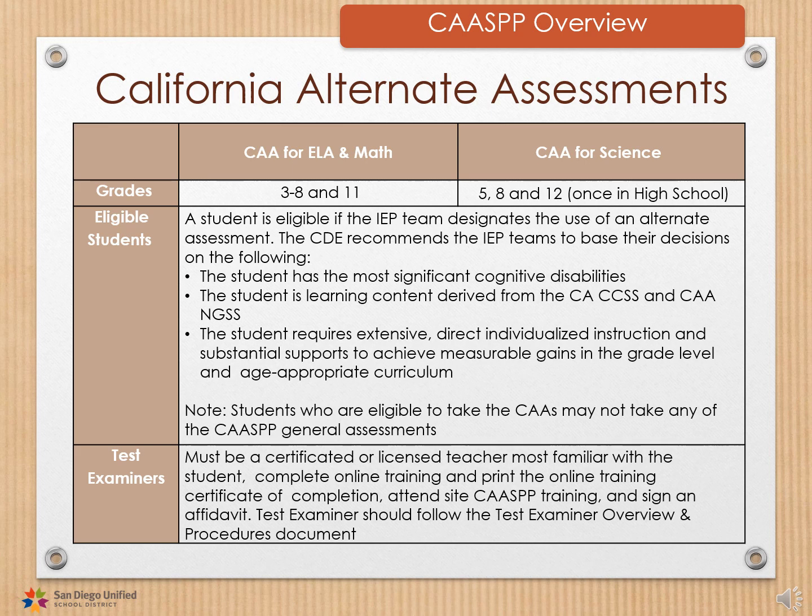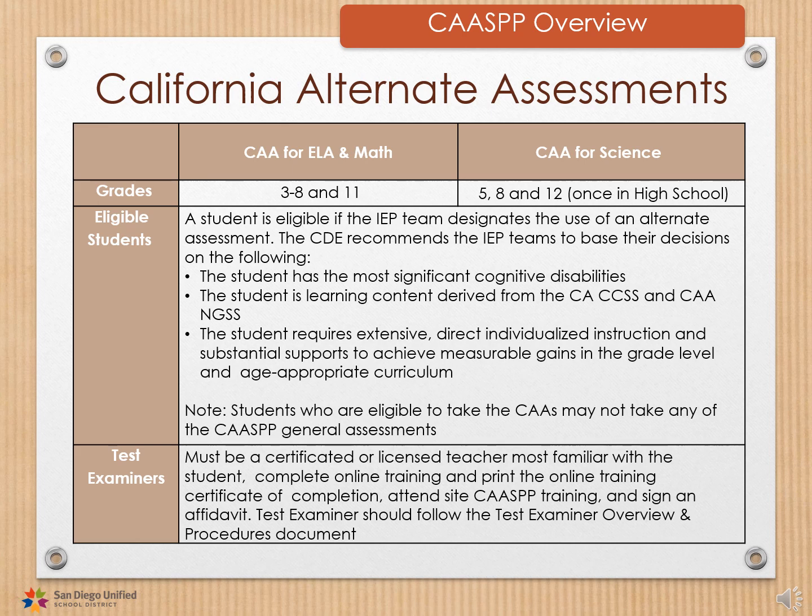The California Alternate Assessments for ELA, Mathematics, and Science are computer-based summative grade-level assessments for students with the most significant cognitive disabilities whose IEP designates the use of an alternate assessment. These students are receiving grade-level instruction using alternate achievement standards in grades 3 through 8 and 11 in ELA and Mathematics. In addition, students in grades 5, 8, and once in high school will participate in the CAA for Science.